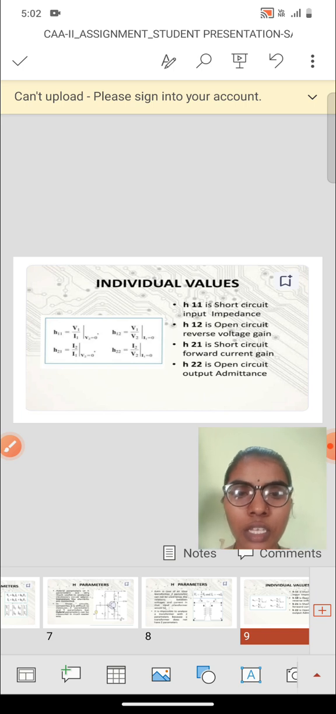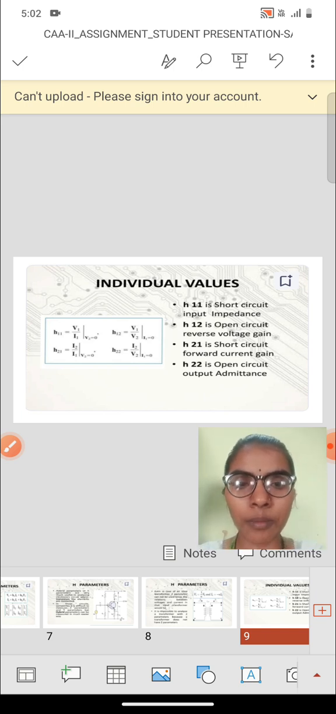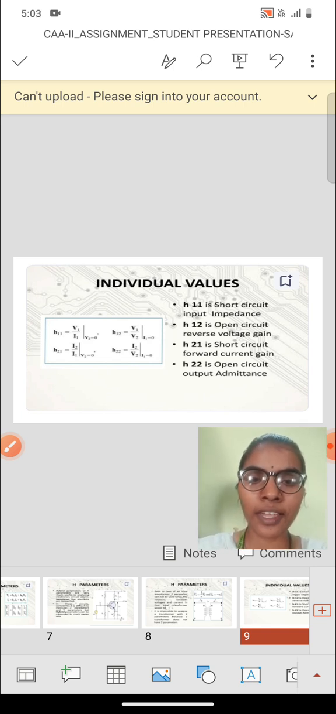Individual values. H11 is the short circuit input impedance. H12 is the open circuit reverse voltage gain. H21 is the short circuit forward current gain. H22 is the open circuit output admittance.